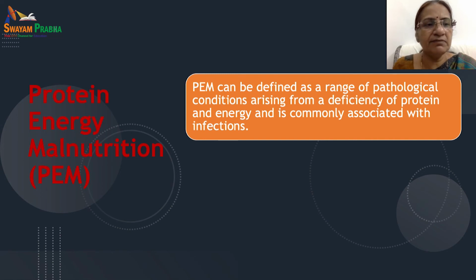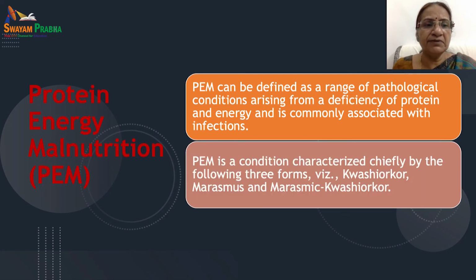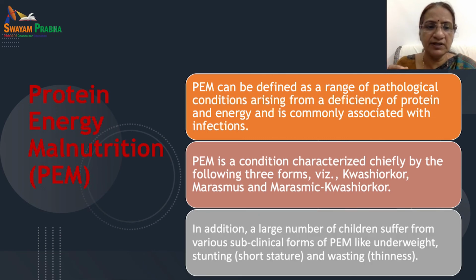Now, protein energy malnutrition can be defined as a range of pathological conditions arising from a deficiency of protein and energy and is commonly associated with infections. Protein energy malnutrition is a condition characterized chiefly by the following three forms, namely kwashiorkor, marasmus, and marasmic kwashiorkor. In addition, a large number of children suffer from various subclinical forms of protein energy malnutrition like underweight, stunting, and wasting.